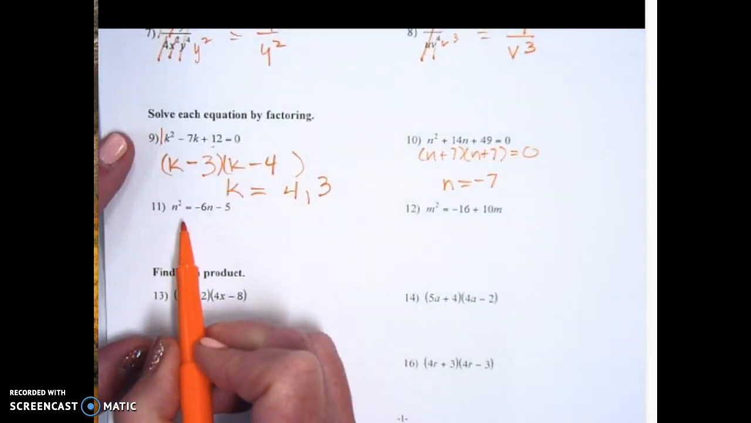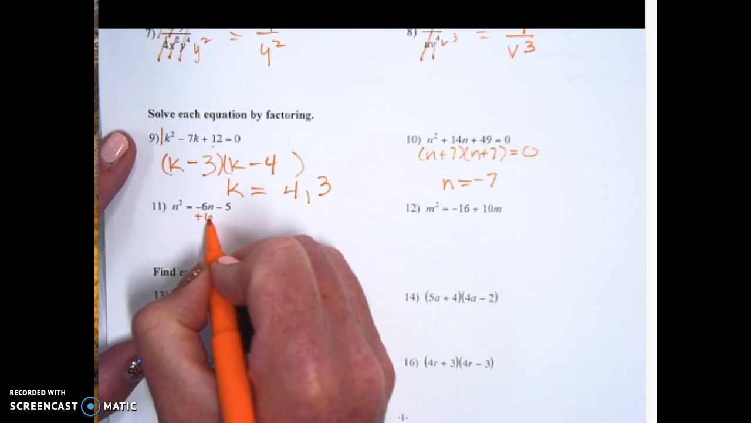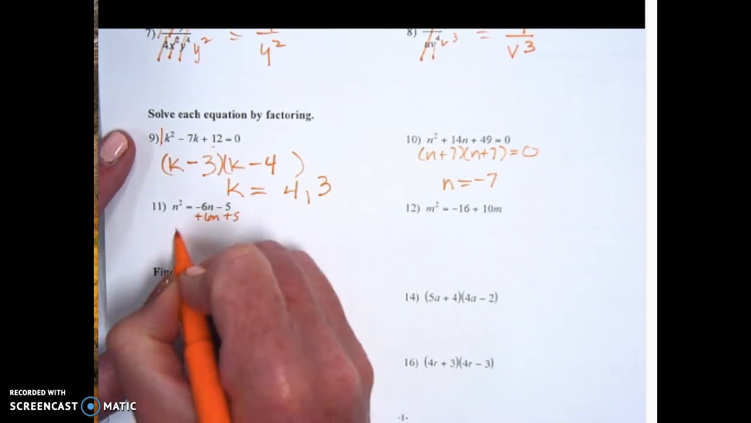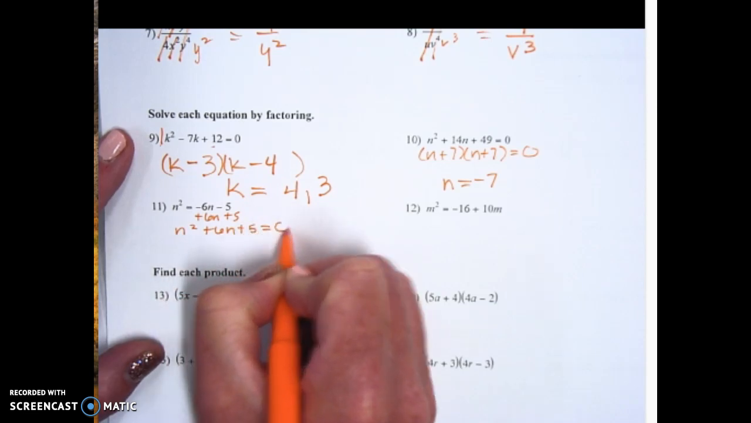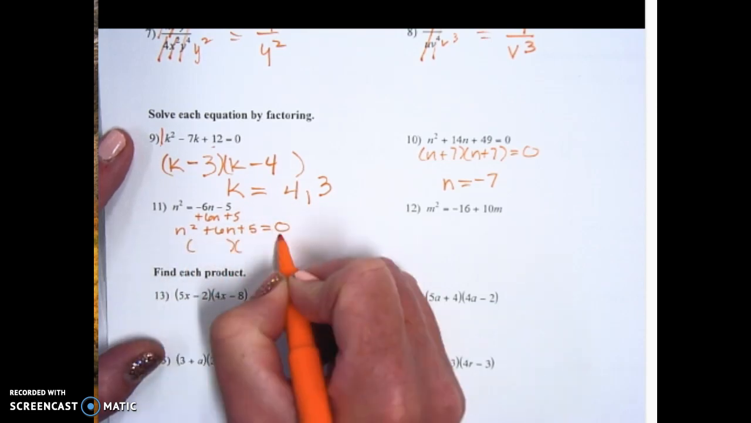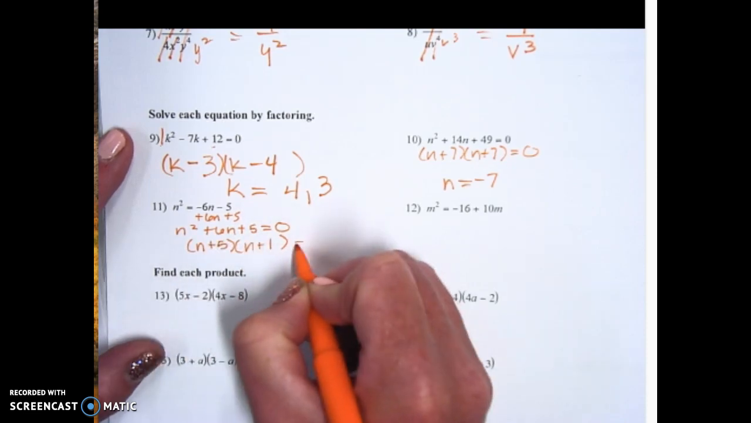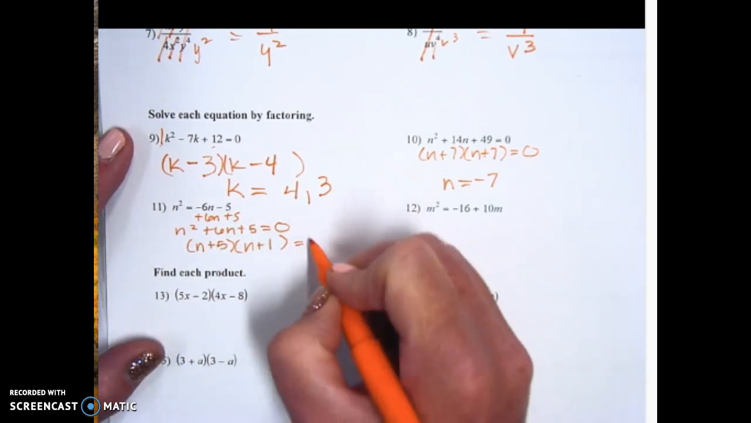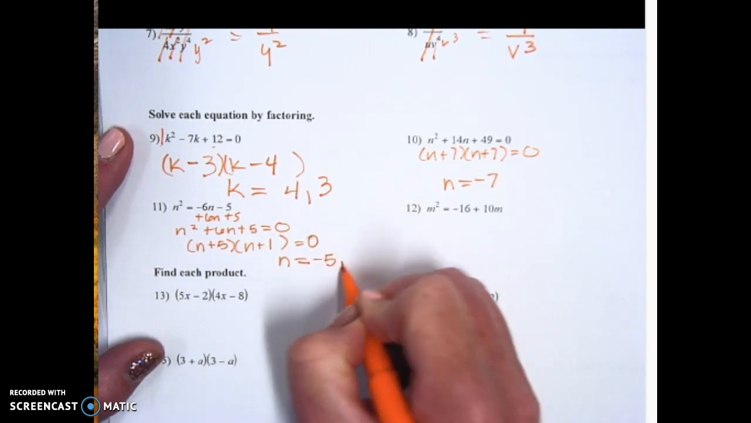All right. Number 11, we want to set this equal to 0 first, so add 6n and add 5. So we have n squared plus 6n plus 5 equals 0. This is easily factorable to n plus 5 and n plus 1. So our solutions are negative 5 and negative 1.